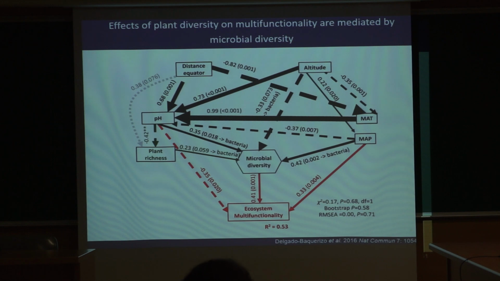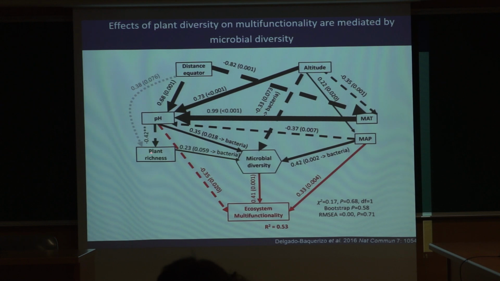So we have seen that plant species richness increases multifunctionality. We have seen that microbial diversity increases multifunctionality. What happens when you put both in the same model? We did this, in a model very similar to the previous one, a little bit more complex. The first thing I would like to emphasize is that the link that we had observed between plant species richness and multifunctionality didn't become evident. It was not significant. Is this a contradiction with our previous results?